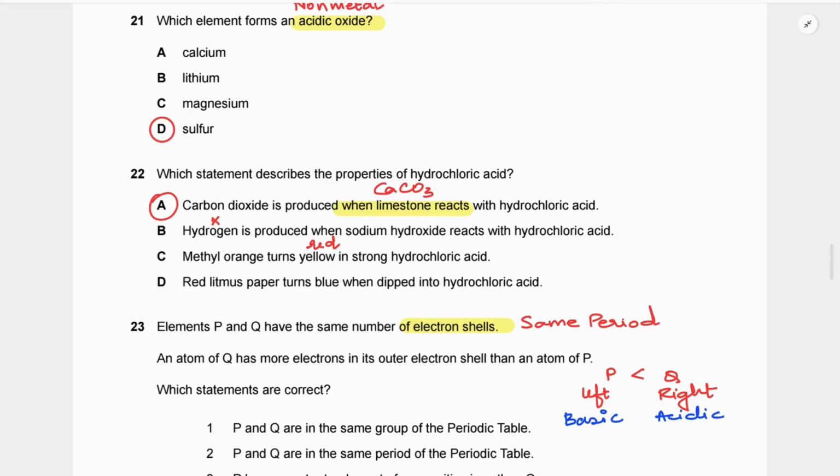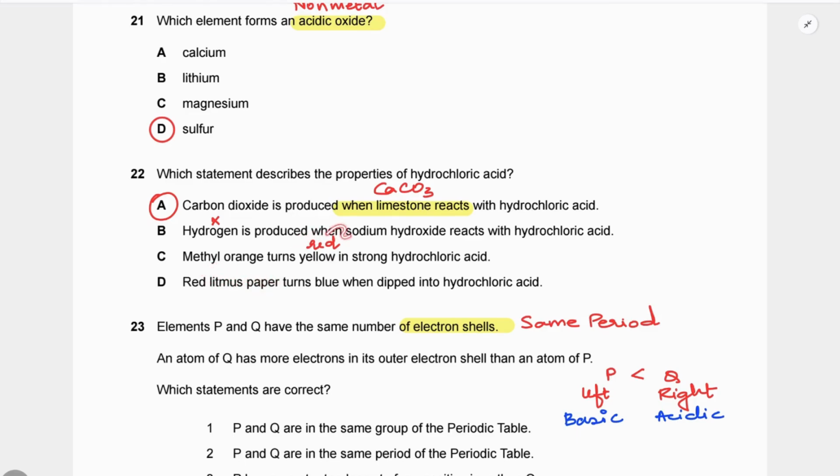22. Which statement describes the properties of HCl, hydrochloric acid? So we need to describe the property of HCl. Carbon dioxide is produced when limestone reacts with hydrochloric acid, which is correct, because limestone is in the form of calcium carbonate. Carbonate will release carbon dioxide with the help of HCl. Hydrogen is produced when sodium hydroxide reacts with hydrochloric acid, which is incorrect. Hydrogen is not produced.